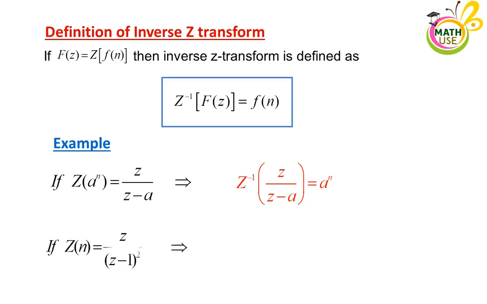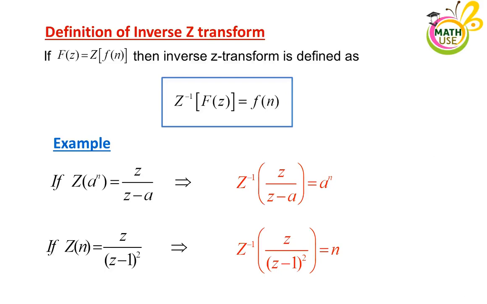The next example, if Z of n is equal to z by z minus 1 the whole square, then the inverse Z transform of z by z minus 1 the whole square is nothing but n. That's all. So just by taking the Z transform to the right hand side of the Z transform formula, we will get the inverse Z transform when we have standard formulas.